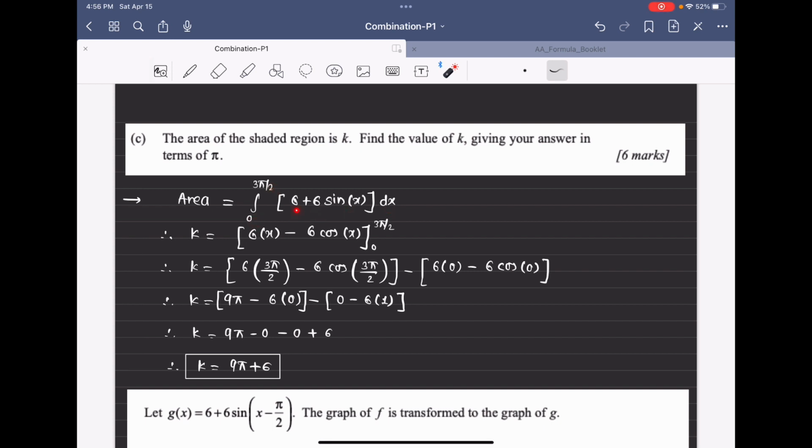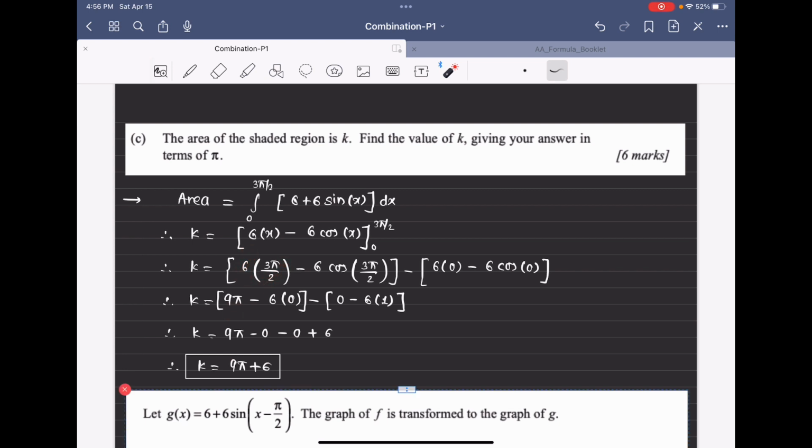Integration of a constant 6 is 6x. Integration of 6 sin x, 6 as it is. Sin x integration is minus cos x, so it becomes minus 6 cos x. When you take integration, do not show this one. Write down the bracket, after the bracket write down the lower limit and upper limit. First, you substitute x is 3 pi by 2 wherever x is there. So 6 into 3 pi by 2 minus 6 cos 3 pi by 2, minus 6 into 0 minus 6 into cos 0. 6 into 3 pi by 2 is 9 pi.